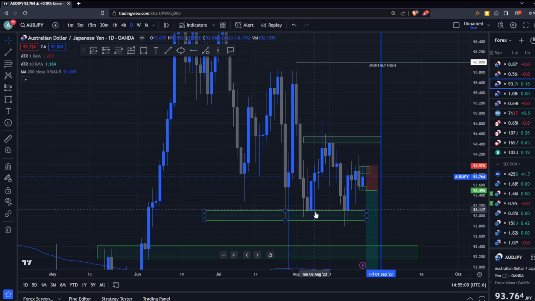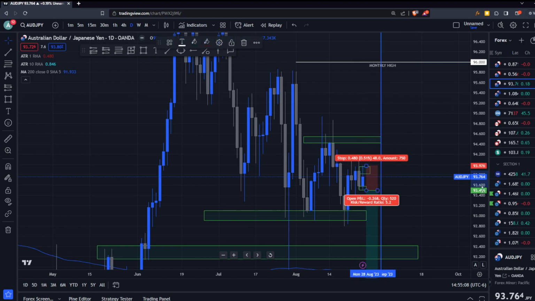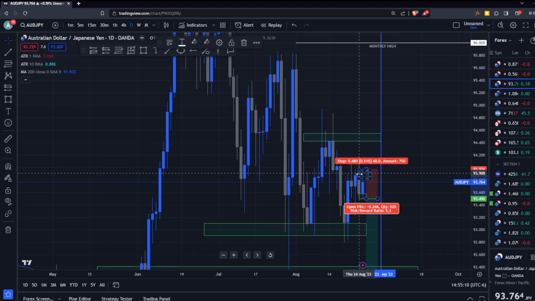So you can see every time it came down, pushed up, didn't go higher, came back down, came up to here, and has not broken this area now. So we are potentially looking for a lower low in this currency.